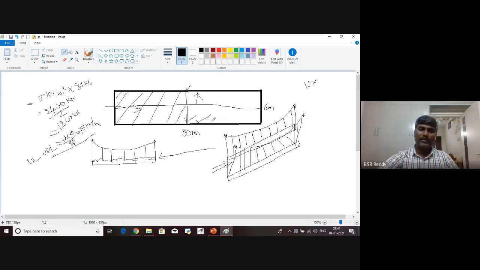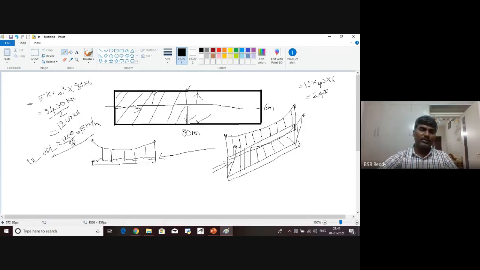Half of 80 is 40, into 6. This is the total load, right? Kilonewton per meter square into meter square, so 24. Again, 2400 is the total load.